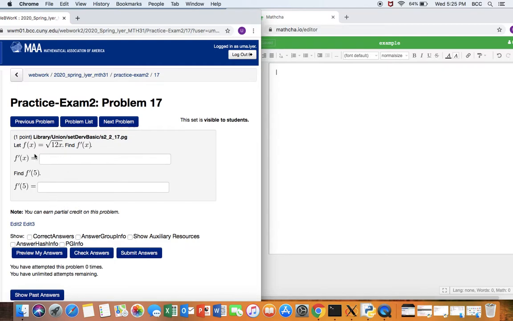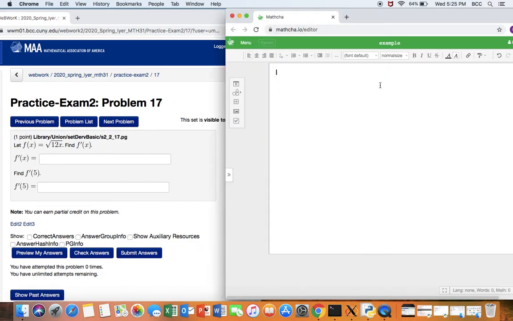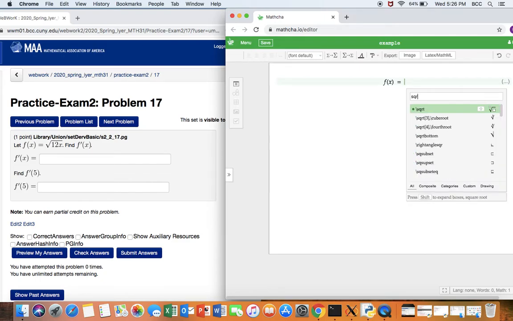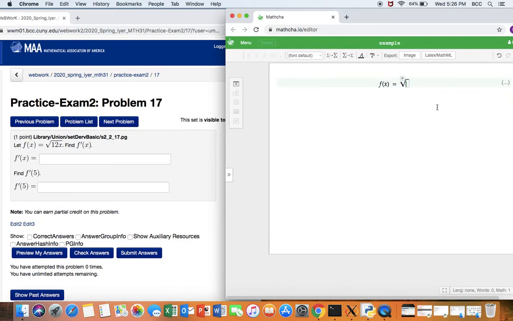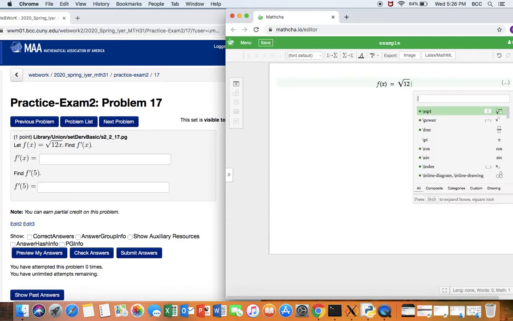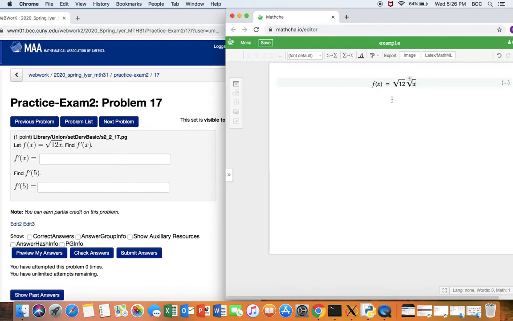Problem 17. f(x) is the square root of 12x. Find the derivative and find the value of the derivative at 5. So let's get started. You have f(x) equals square root of 12x. So why don't I write it like this? Square root of 12 times square root of x. Notice what I did. So root 12x can be written in this fashion.